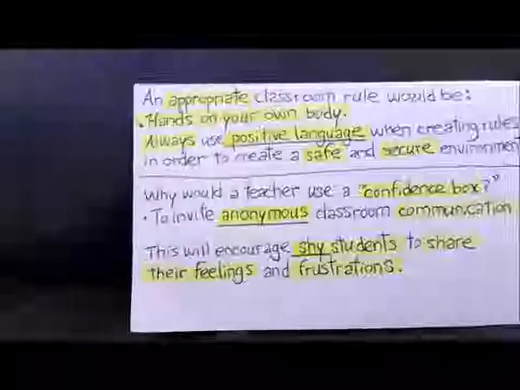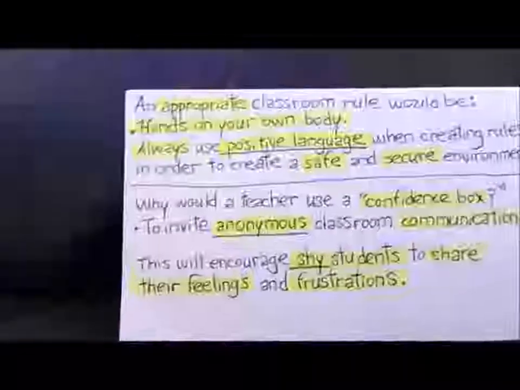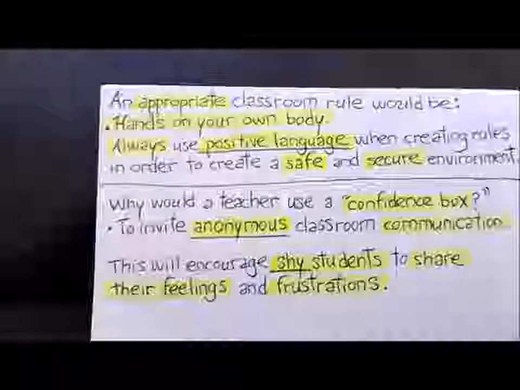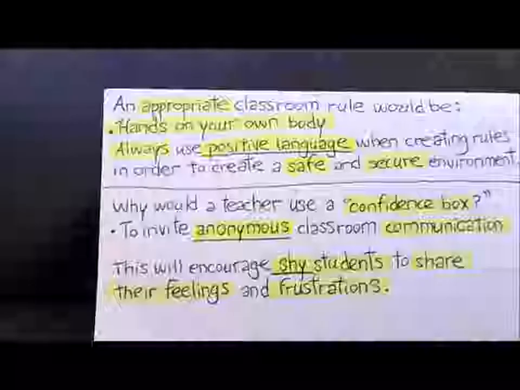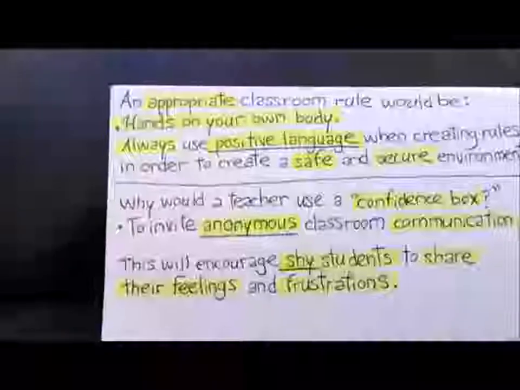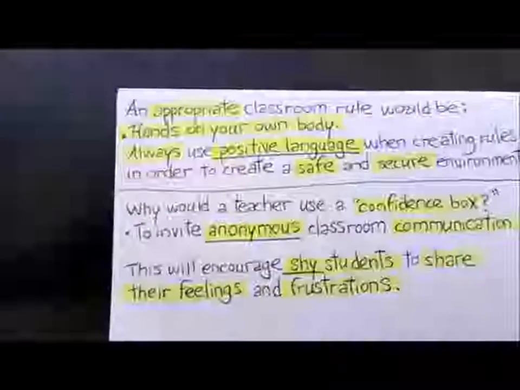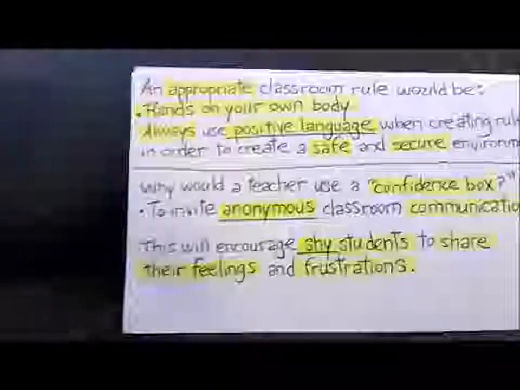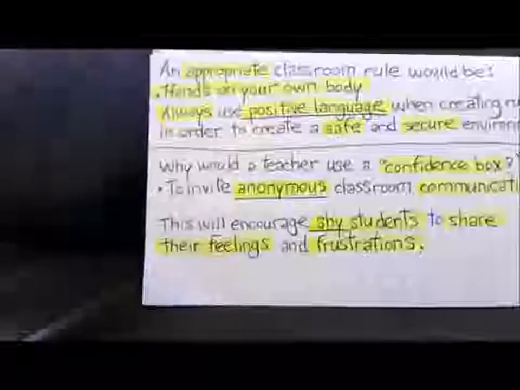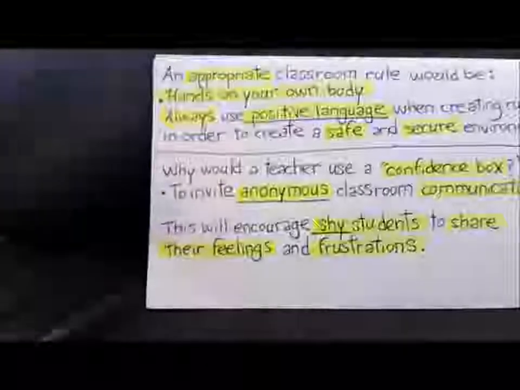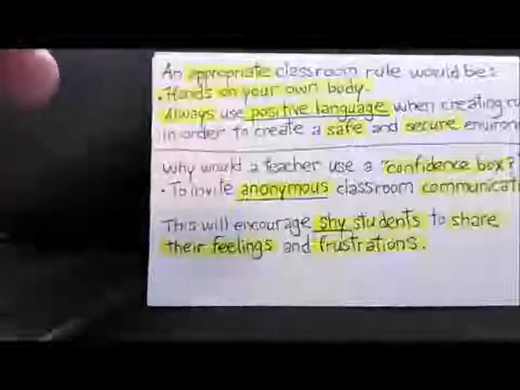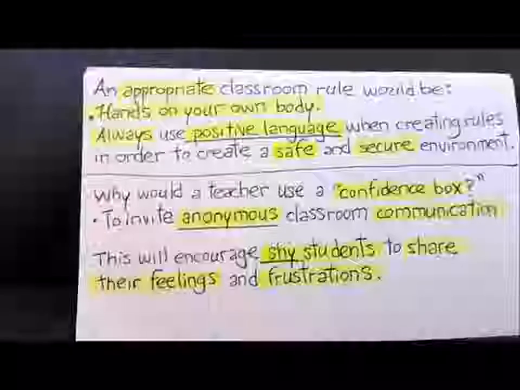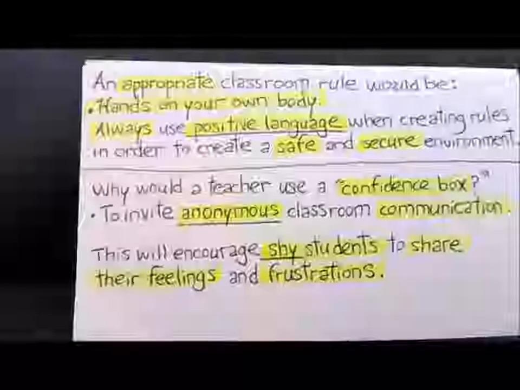An appropriate classroom rule would be hands on your own body. Always use positive language when creating rules. Don't write up rules like don't do this, don't do that, because that's negative language. Hands on your own body, okay? Use positive language when creating rules in order to create a safe and secure environment.